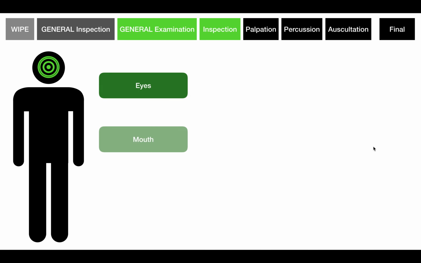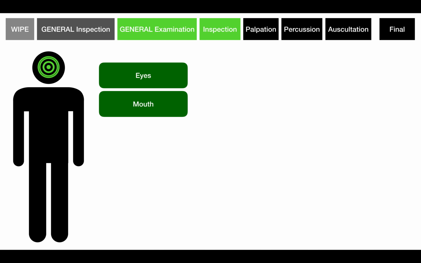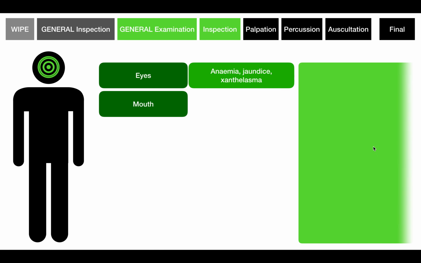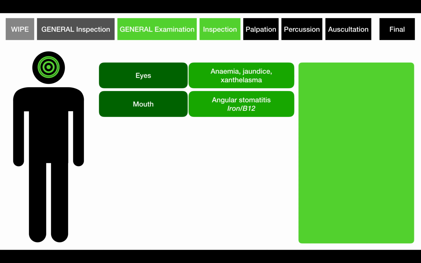Okay, so we're moving on to the face, as we've said, and we're looking at the eyes, we're looking at the mouth. The eyes, we're looking for the usual, so you lower the eyelids to look for pallor of the conjunctiva to indicate anemia. Elevate the eyelids to look for jaundicing of the sclera. Then you can look for signs of hyperlipidemia, and the particular stigmata you would see is xanthelasma, these sort of like little spots.